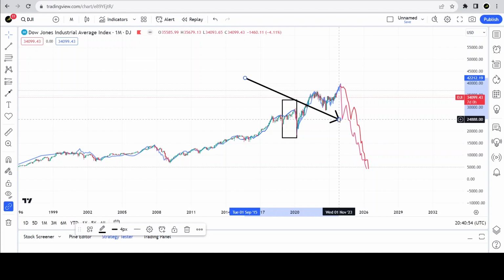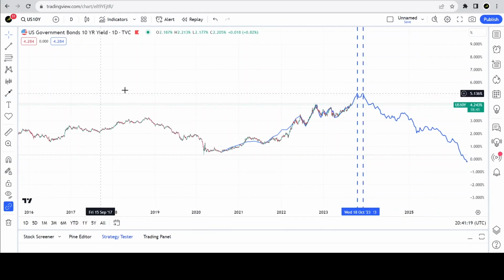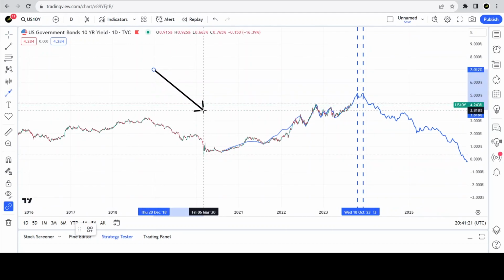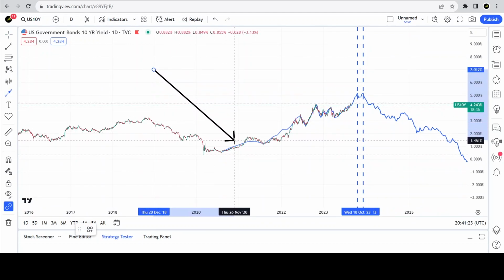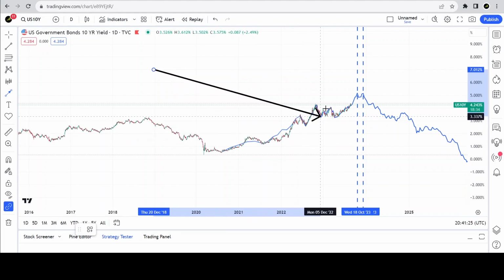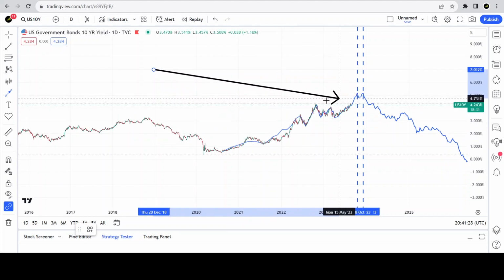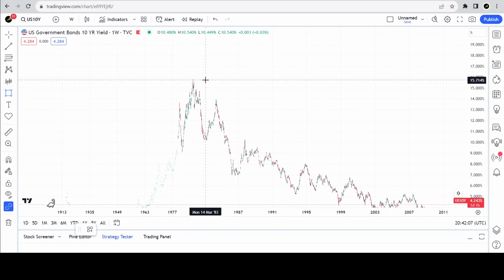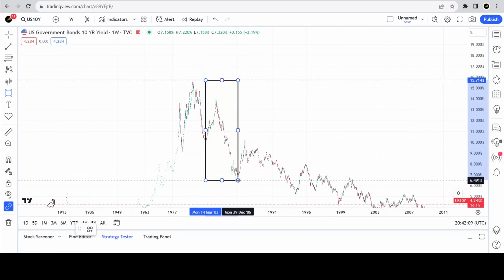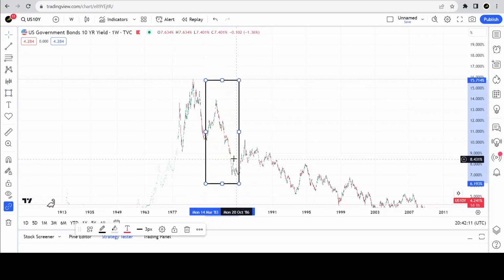Now let's compare what this is doing to some of these other charts, starting with the 10-year yield on U.S. bonds. So here we have the 10-year yield on the U.S. bonds, and this fractal right here that it is following, this was printed from 1983 to 1987.